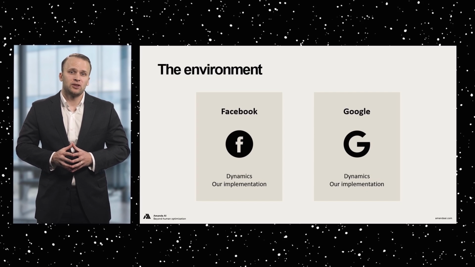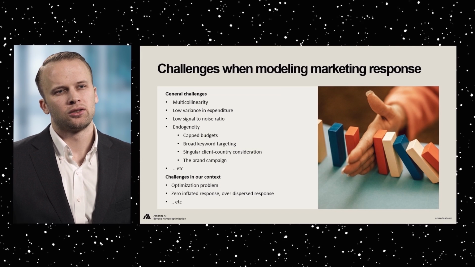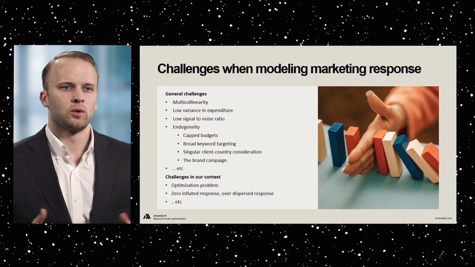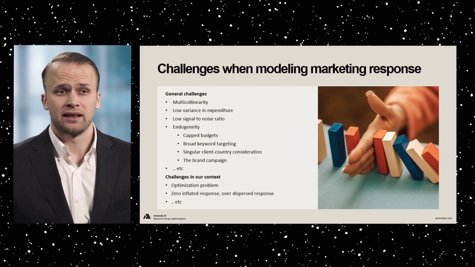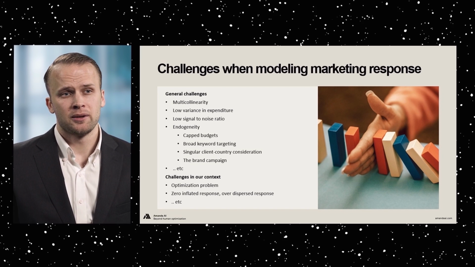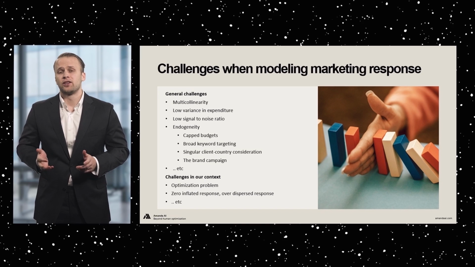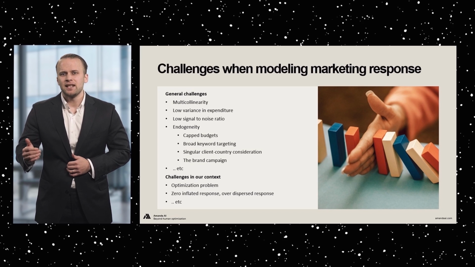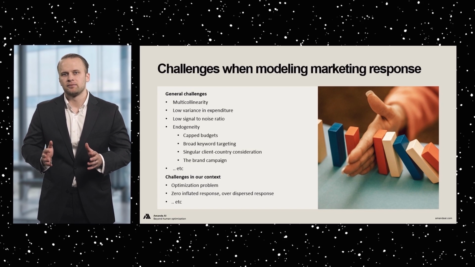Now, we will proceed to discuss some of those challenges. Now, the typical challenges advertisers face when modeling marketing response are multicollinearity, endogeneity issues, historical data with low variance in expenditure, and a low signal-to-noise ratio in the environment. First off, multicollinearity stems from advertisers tending to increase and decrease budgets for marketing entities in tandem. It makes it difficult to discern the impact of a single marketing entity.